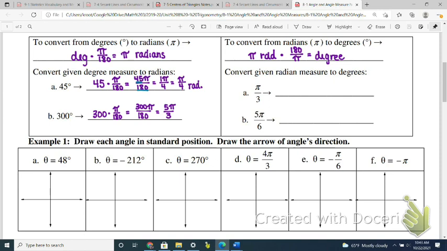So let's try the first one. Pi over 3 times 180 over pi. So we reduce or cancel out my pi's. I end up with 180 over 3, which gets me 60 degrees. Again, take a second, pause the video, try 5 pi over 6 on your own.